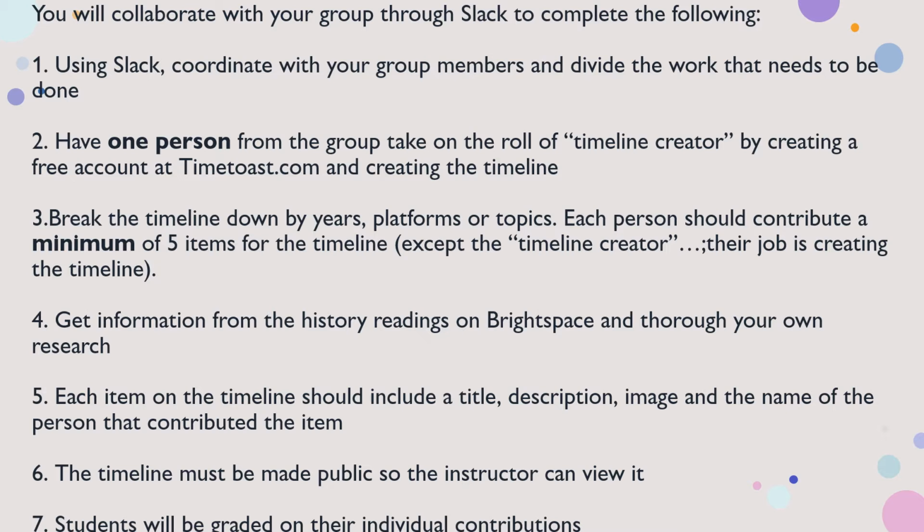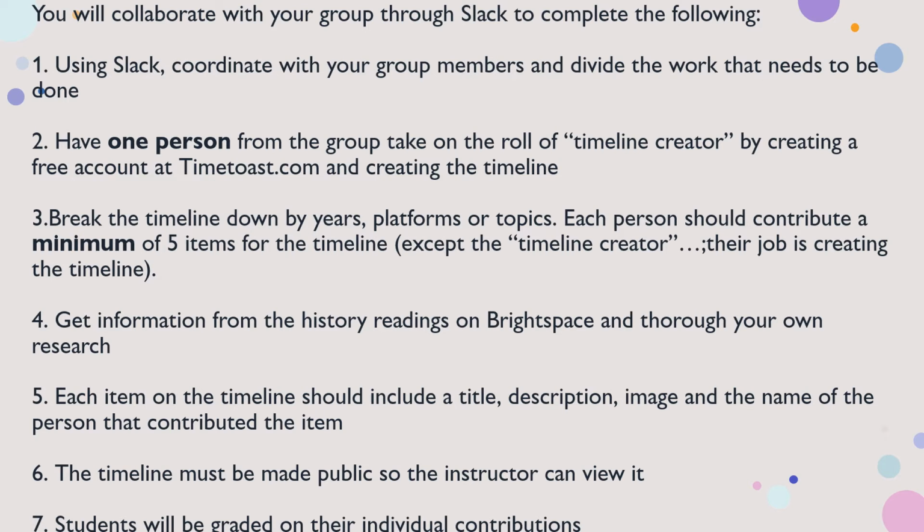What you need to do first and foremost is have one person from the group take on the role of what's called the timeline creator, the person that's going to put together all the items that are provided by the group members and ultimately create a timeline on timetoast.com. That person will open up a free account on Timetoast and they will create the timeline ultimately. Break the timeline down by years, platforms, or topics, and each person should contribute a minimum of 5 items for the timeline. Now, the timeline creator doesn't need to provide any items because their job is creating the timeline. So everyone that's in the group, with the exception of the timeline creator, needs to supply 5 different items.